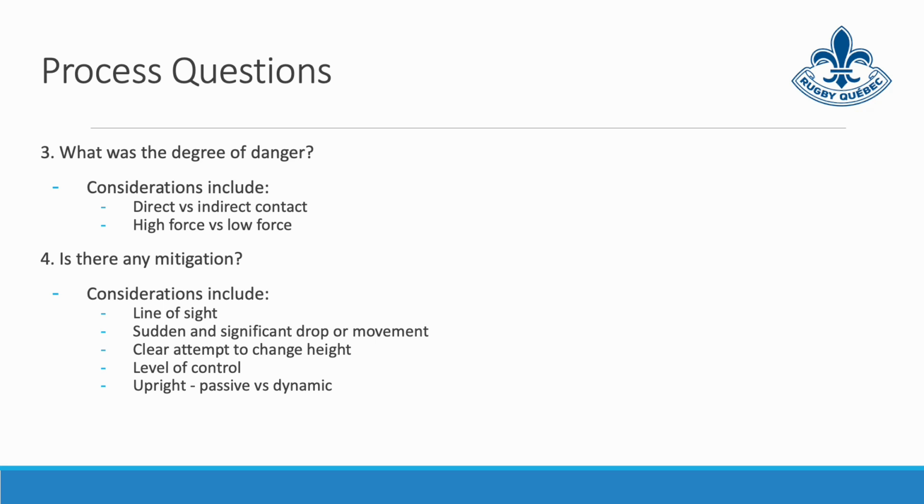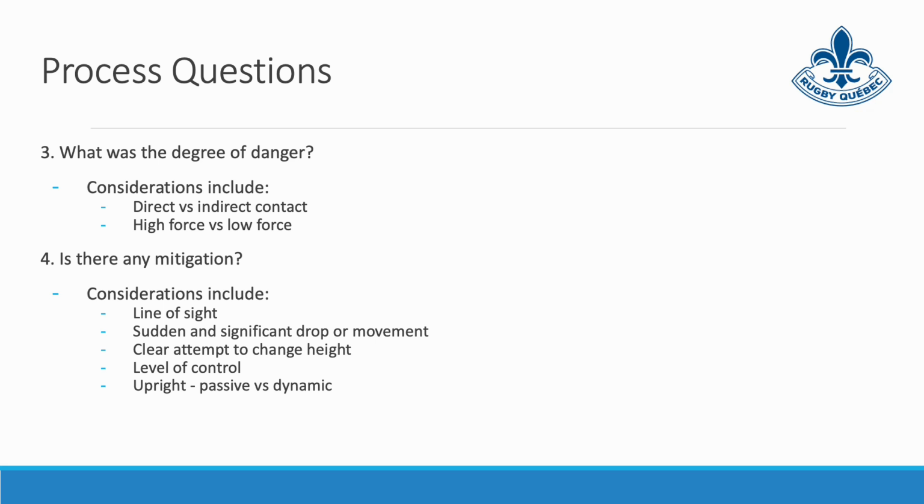Mitigation allows us to lower the degree of danger by 1 step. So we can never go from a red card to a penalty only, and we can never go from a yellow card to a play on. We can only go from red card to yellow card or yellow card to penalty. Just to clarify something, rather than lowering the degree of danger by 1 step, what we're doing is lowering the degree of sanction by 1 step.